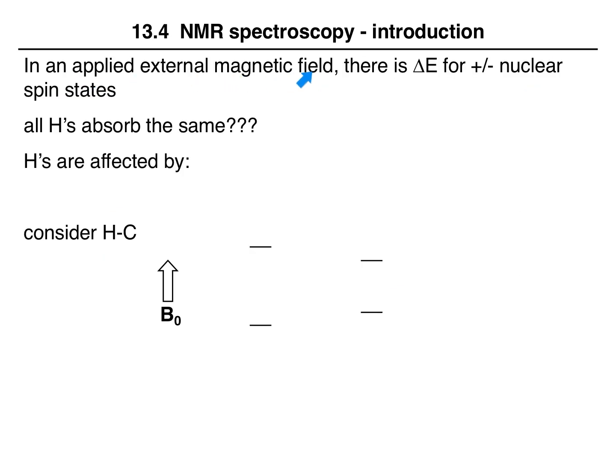Now, in an applied external magnetic field, there is a delta E, an energy difference for the plus and minus nuclear spin states, and the size of that energy gap depends on the strength of the magnetic field. But within a given magnetic field, are all of the nuclei going to absorb the same? We're going to just focus on hydrogen nuclei. Are all of the hydrogens going to absorb the same amount of energy? If so, then this method is not very helpful. Obviously, there's a difference, or else I wouldn't be telling you about this technique.